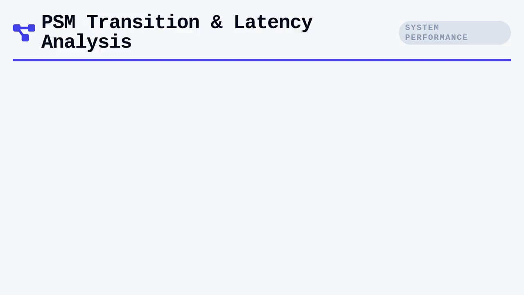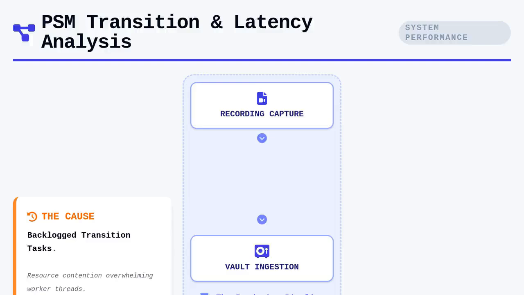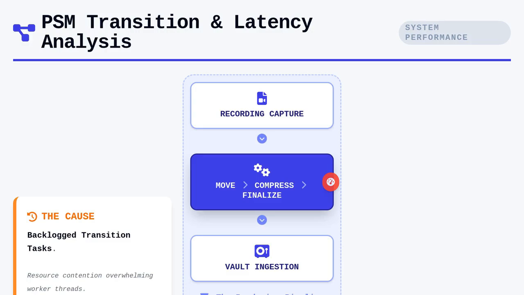Beyond simple connectivity, we frequently encounter latency issues caused by backlogged background transition tasks. The privileged session manager relies on internal processes to move, compress, and finalize recordings before they are fully ingested by the vault for long-term retention. When these tasks queue up, it is usually an indicator of resource contention or an accumulation of unprocessed files that have overwhelmed the worker threads.